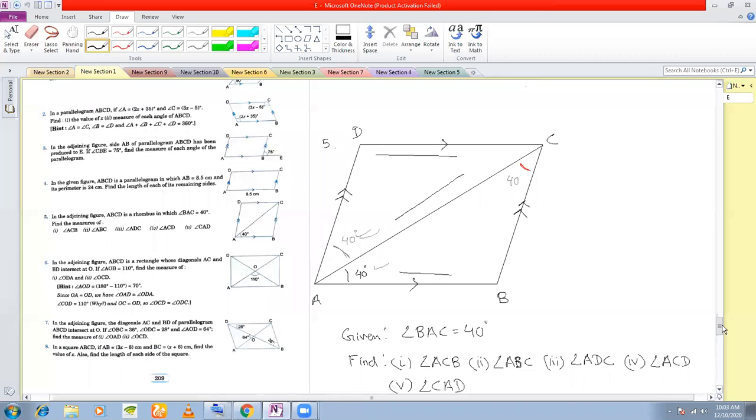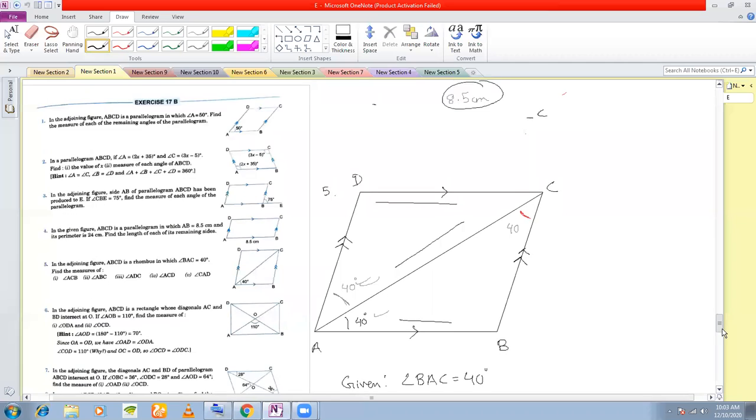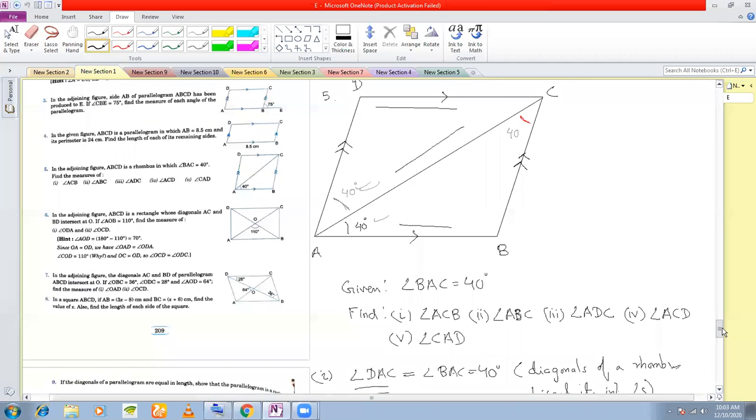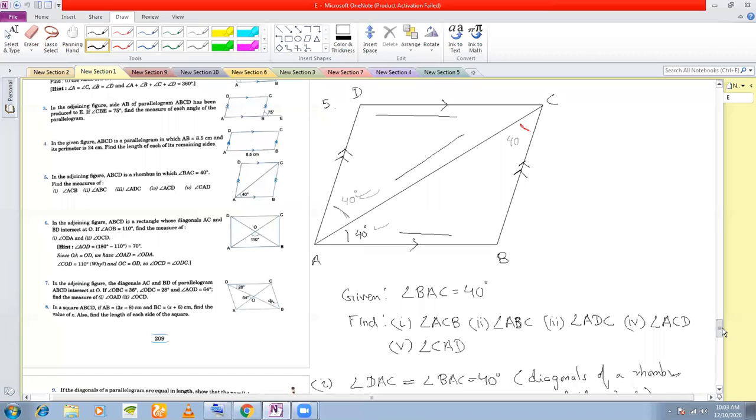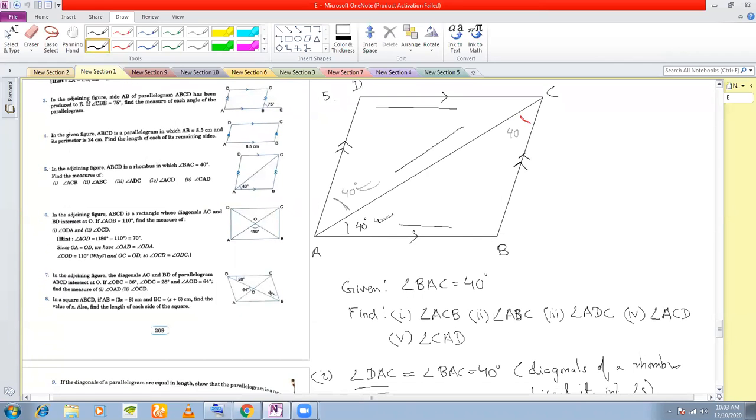The first problem that I was about to solve, in fact, I have solved the first part of this problem, was that ABCD is a rhombus in which angle BAC is 40 degrees. So this angle is given to be 40 degrees. Find the measure of angle ACB. ACB means this red angle that I have marked. Okay.